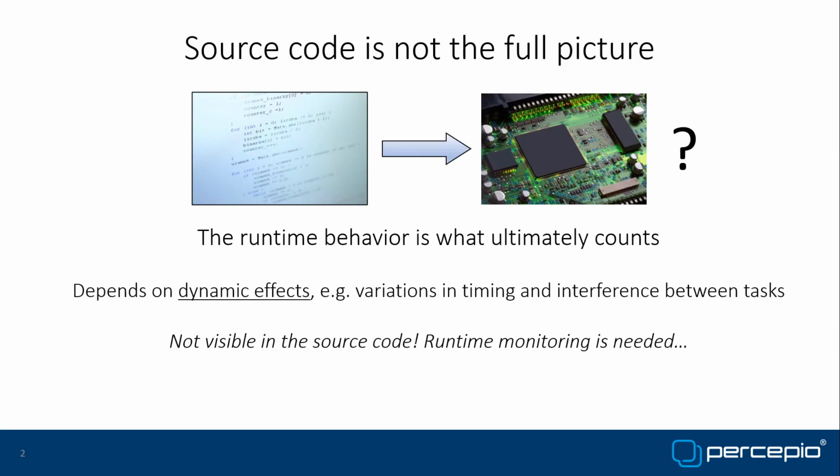Most embedded software is written in C or C++, but these languages do not completely specify the runtime behavior. And the runtime behavior is what ultimately counts, right? The static source code is of course fundamental, but it does not give the full picture, since the runtime behavior also depends on dynamic effects, for instance variations in timing and interference between tasks or threads. Such dynamic effects are emergent properties that are not visible in the source code. To get the full picture, you also need runtime monitoring.